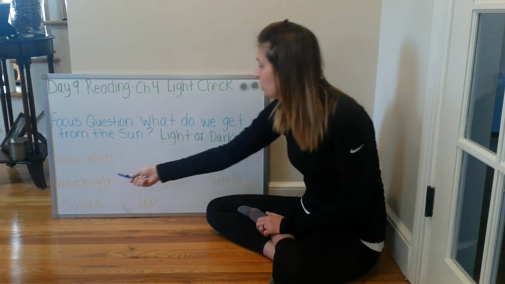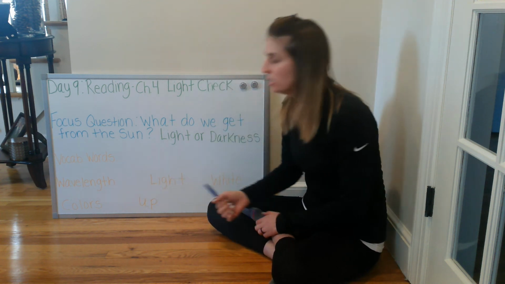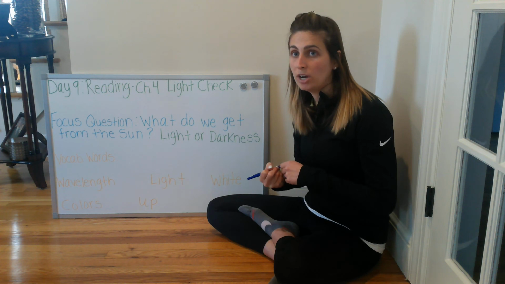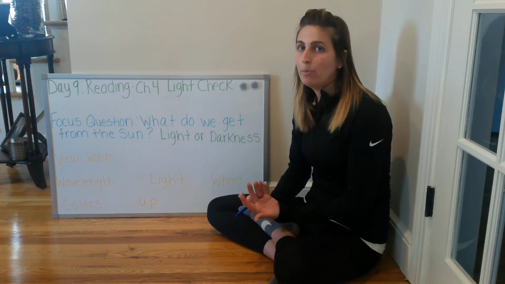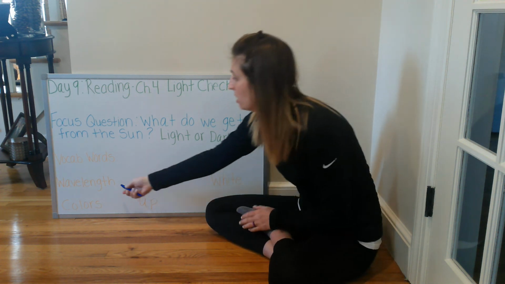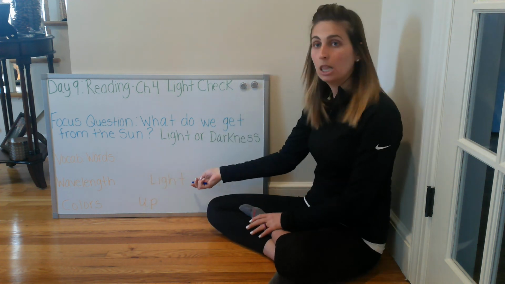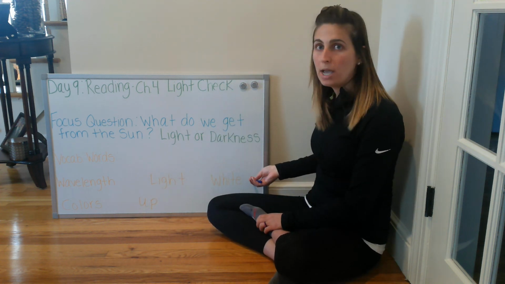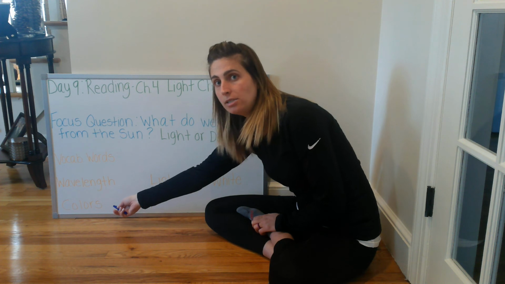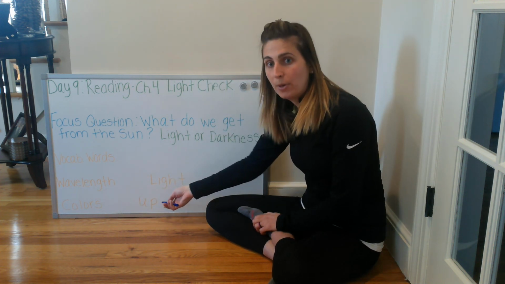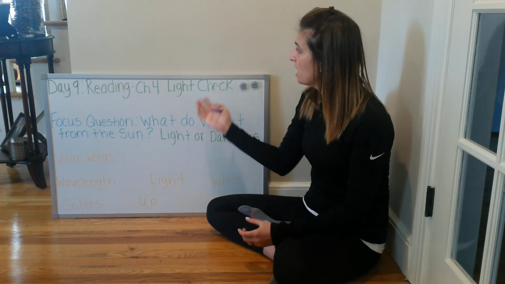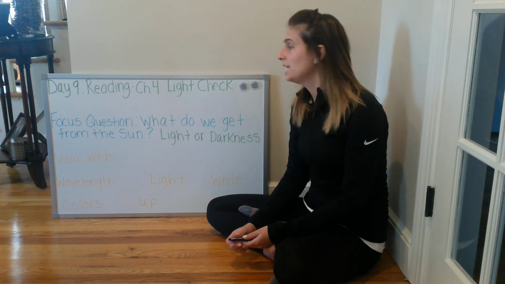Now we're going to review our 5 vocab words that we heard in the story. As I say each vocab word, you will then repeat back after me. Wavelength, light, white, colors, and up. So that is going to be it for today for our Chapter 4 reading light check.